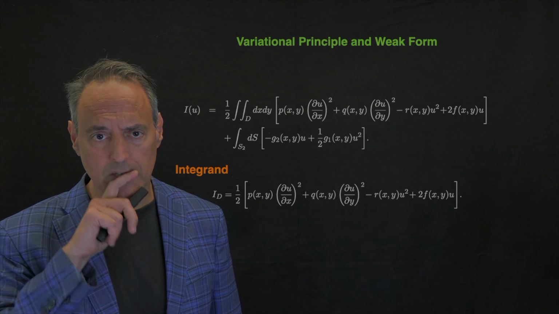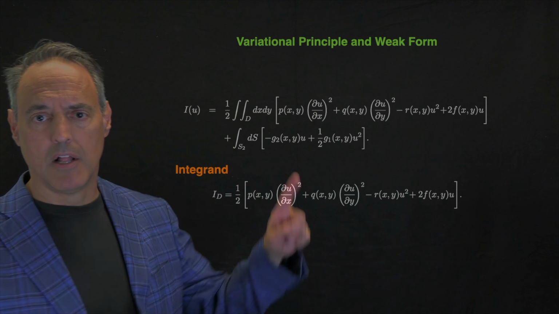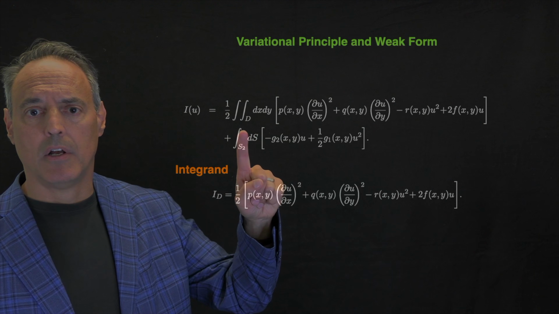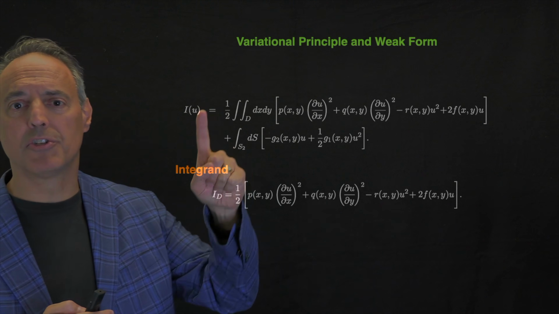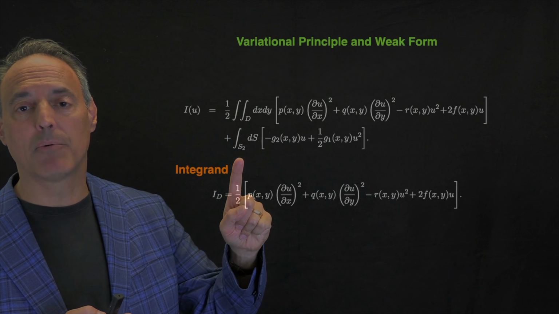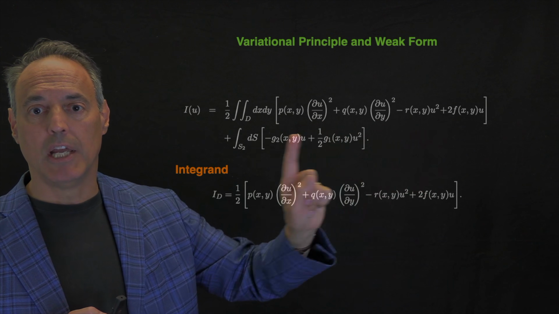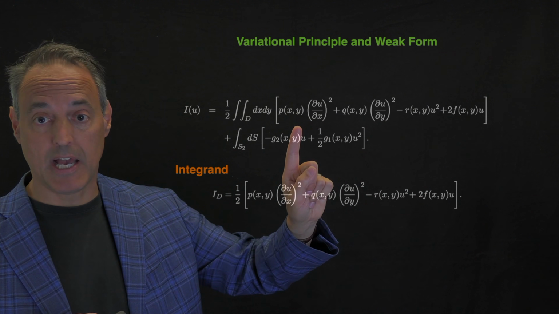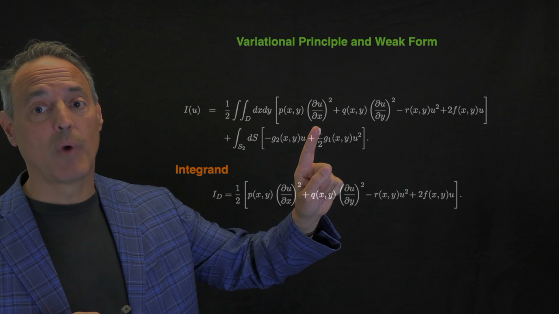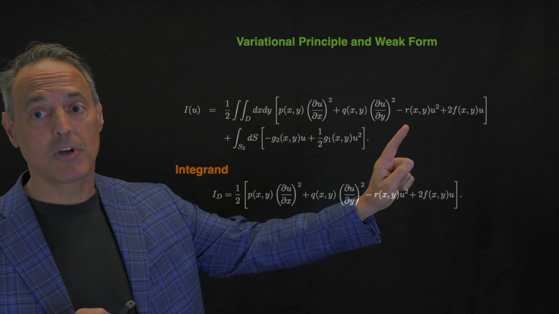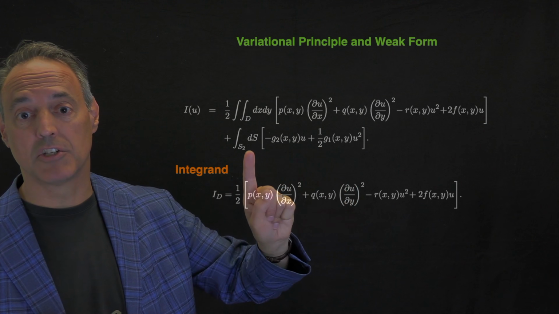Okay, so I'm going to define this integral I of u, which is given by this here. So one half, integrated over the domain. So I had volume and surface, but now this is a 2D problem. So this is inside the 2D domain, and that's on the boundary of that domain. And here is this integrand that we want to look at. It's p of x,y, which is the p of x I had right here, times du/dx squared, plus q times du/dy squared, minus r u squared minus 2fu. And then here are the boundary terms on, let's say, just S1.